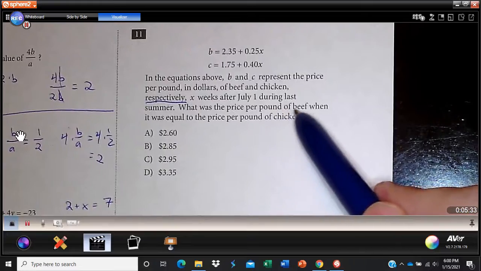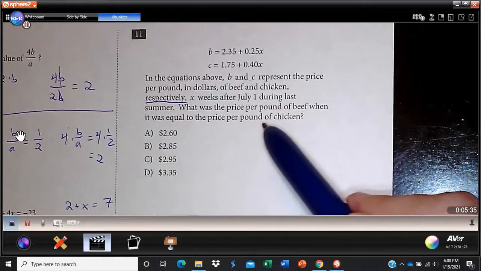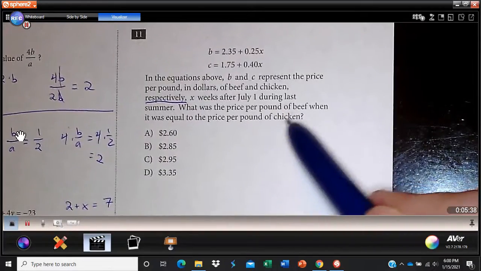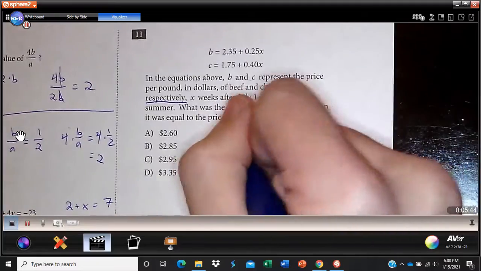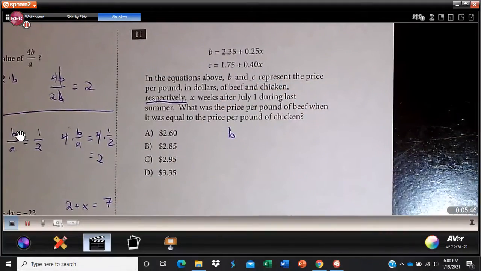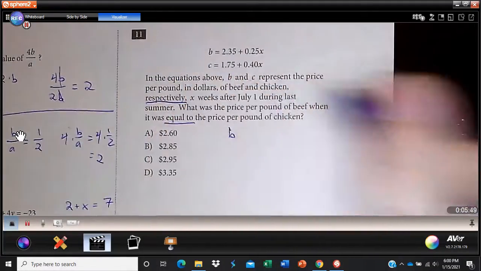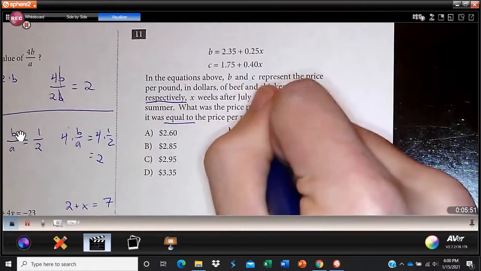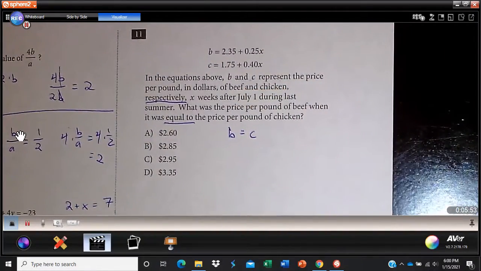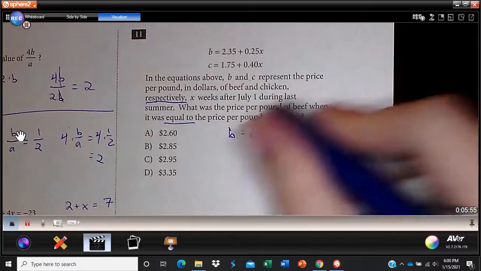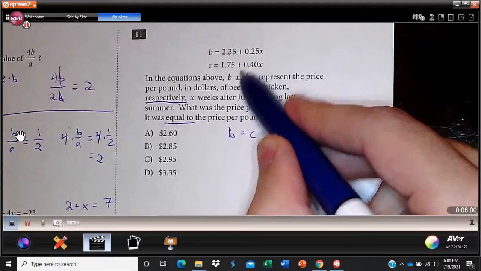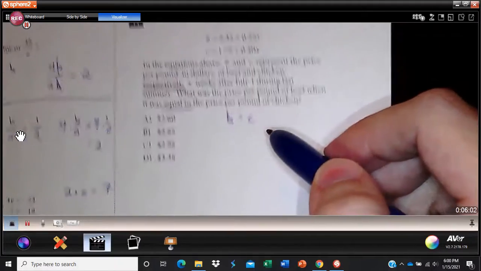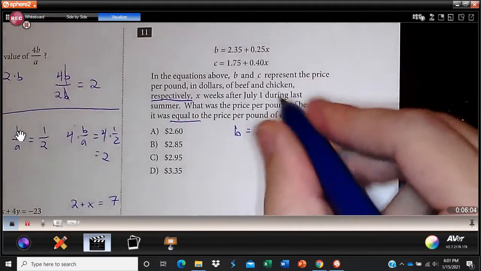What was the price per pound of beef when it was equal to the price per pound of chicken? So here's the actual question part. Price per pound of beef when it was equal to the price per pound of chicken. So B is the price per pound of beef, and we're saying that it was equal to the price per pound of chicken. So C. So B is equal to C. That's what they said. And I notice here, B is equal to this thing, and C is equal to this thing. But B is also equal to C. So we can start substituting like mad at this point.